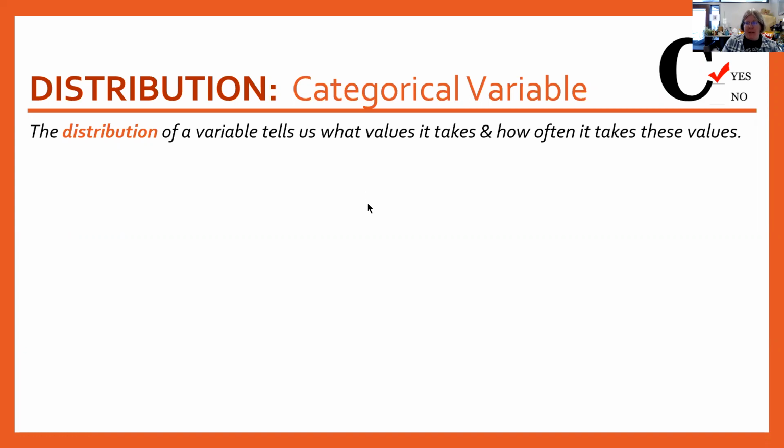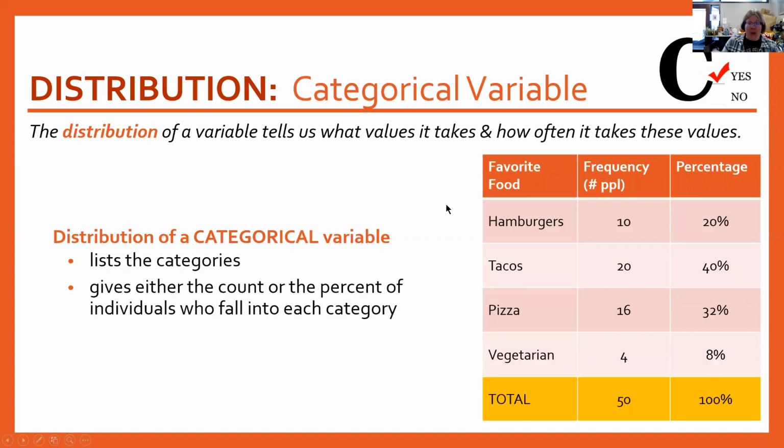So I have an example here with people's favorite food. They were given 4 choices: hamburgers, tacos, pizza, or vegetarian. The second column here tells you how many people voted for that as their favorite food out of the 50 people I surveyed. And then I found the percentage. So if 10 people said hamburgers were their favorite, 10 out of 50 gives me 20%. Those percentages should add up to 100% to represent the whole of your group.